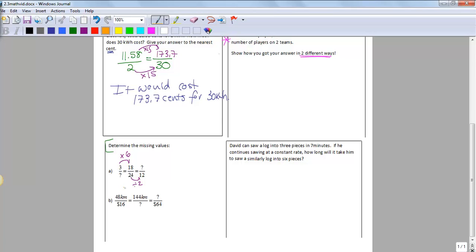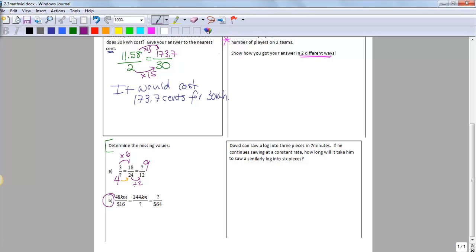Because 3 is smaller than 18, the same thing applies here. What number times 6 gives me 24? That'll work. And then for the last one, I have to divide that 18 by 2. So question mark number 1 is going to be 4, because 4 times 6 is 24. And if I take 18 divided by 2, I get 9. So those are my 3 equivalent fractions.